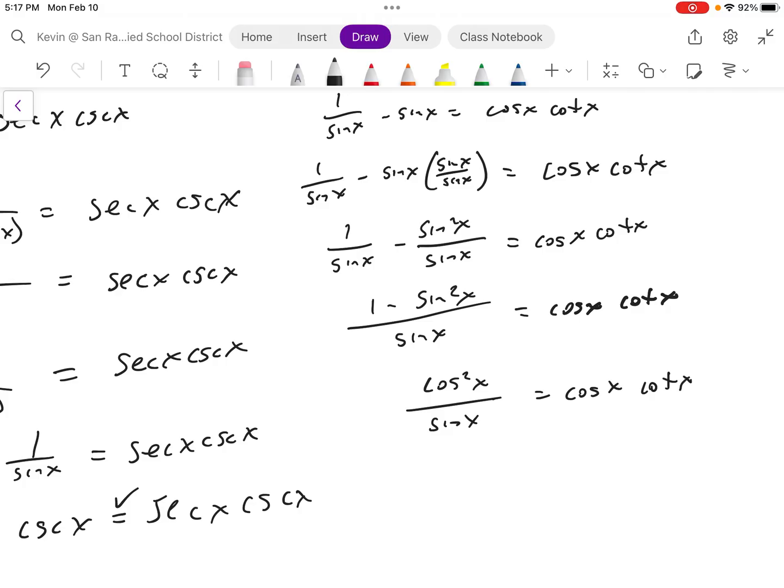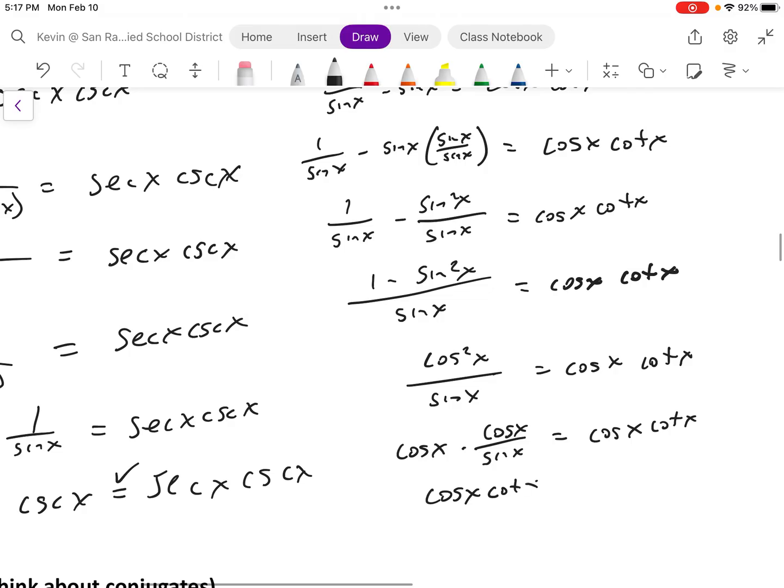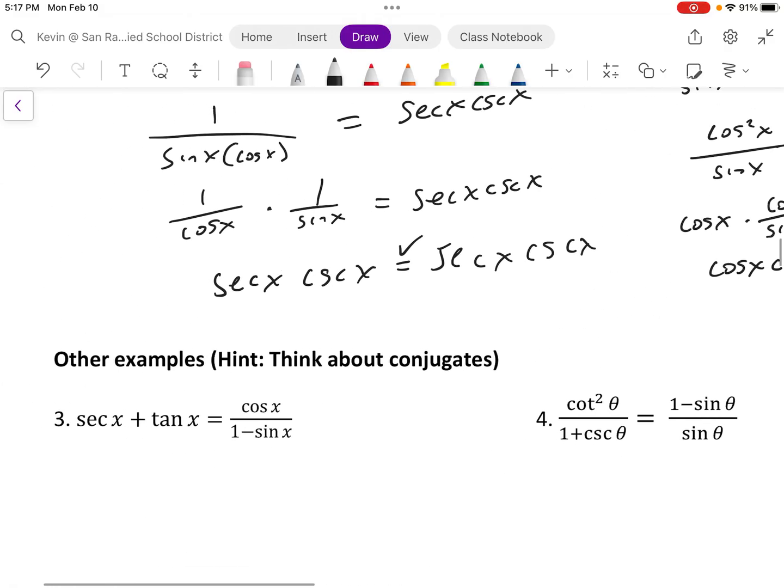Okay, I can split this fraction up to being cosine x times cosine x over sine x. And the quotient property tells me that cosine x over sine x equals cotangent x. So this is cosine x times cotangent x equals cosine x cotangent x. I have verified that.